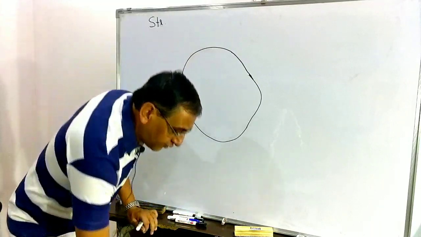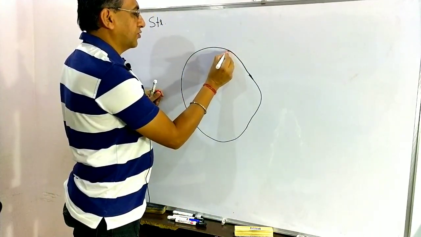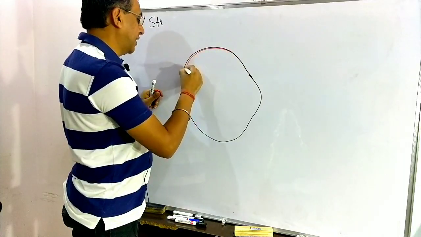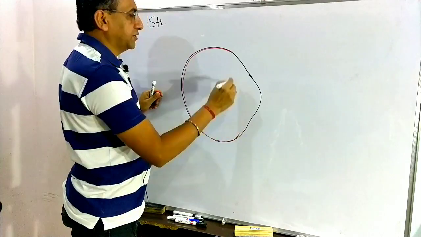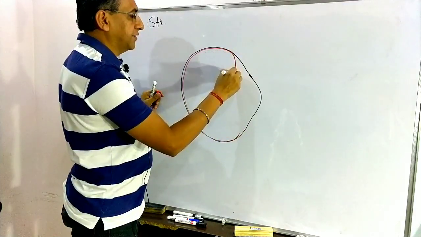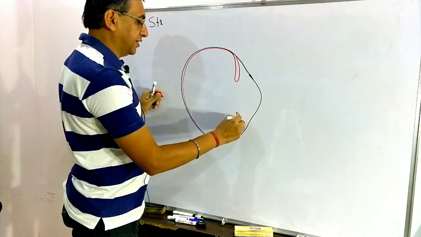The second layer of the eyeball is the choroid. We have discussed that there are three parts of the choroid. This one is the posterior choroid coat, and at the anterior side it is the ciliary body here.